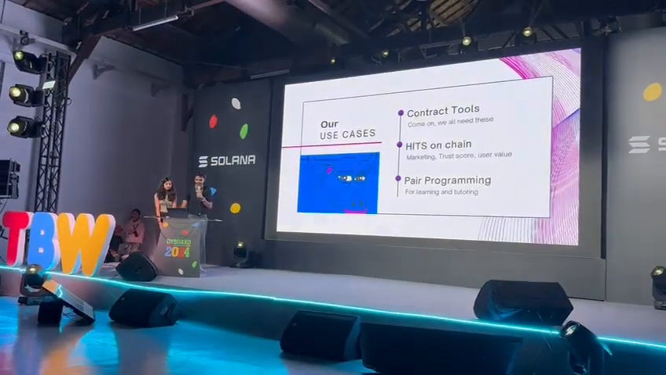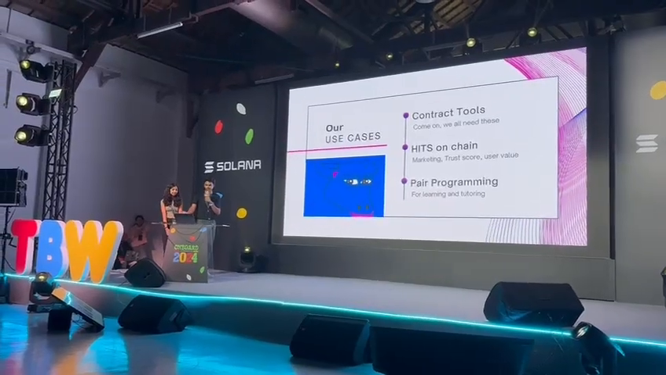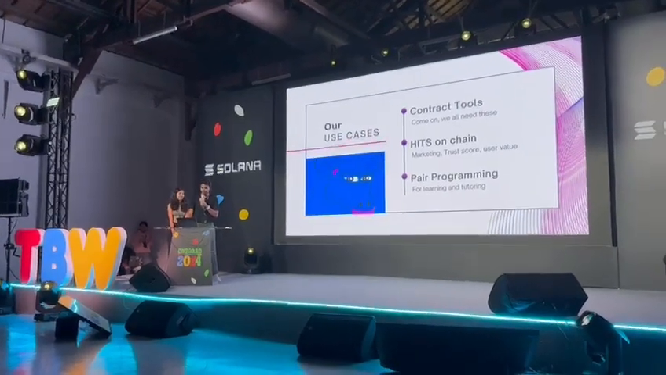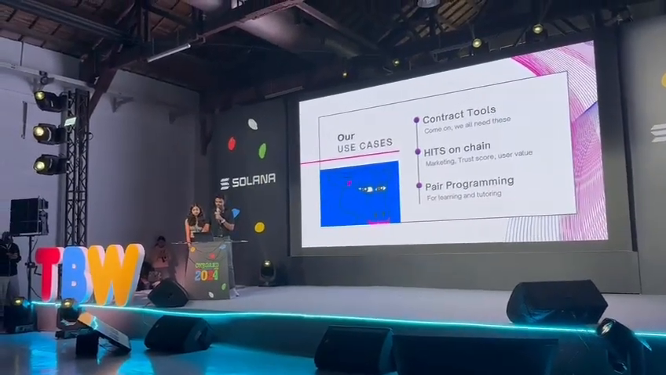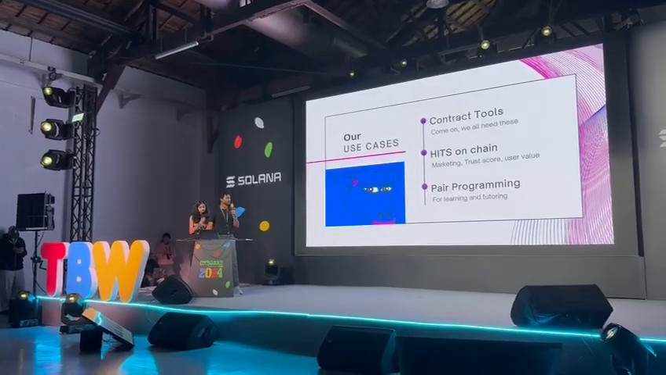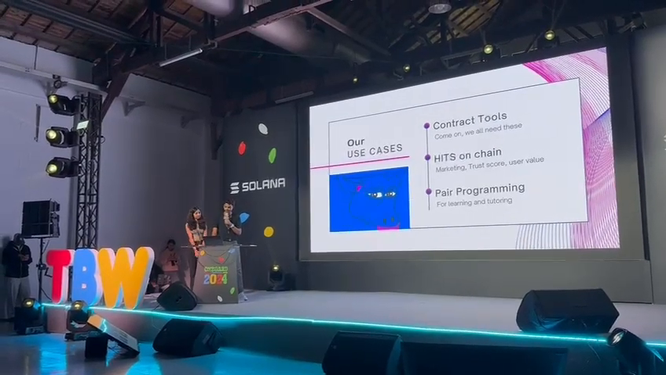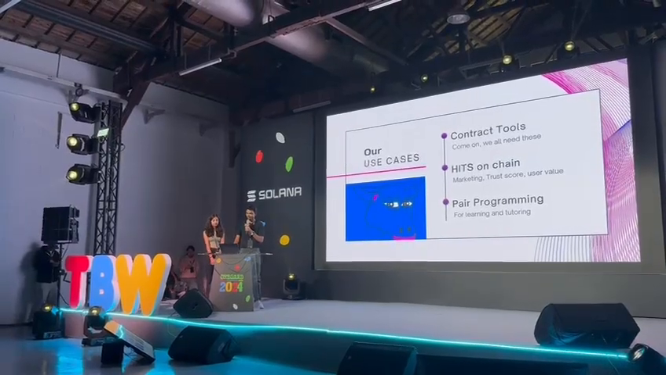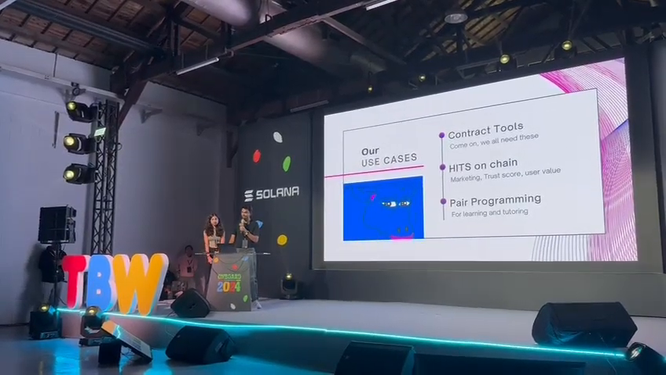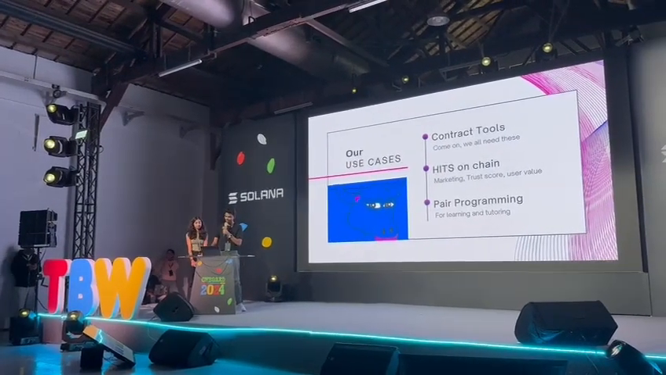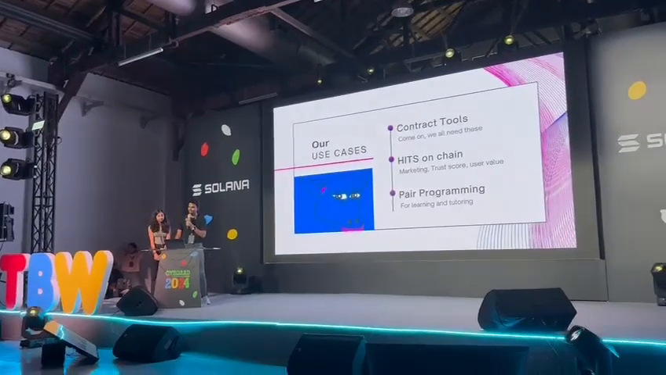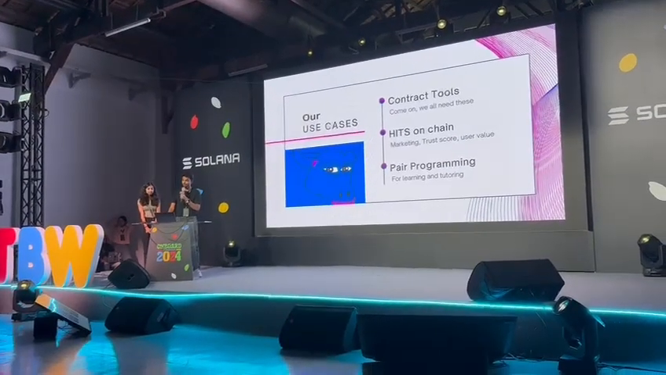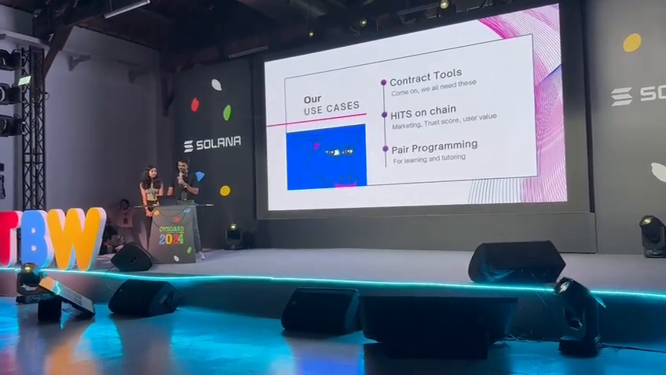So again, use cases: contract tools. Come on, we all use these. We are already using these. We just put them in one place. HITS on chain, again, used for marketing. Like meme coin marketing, any form of marketing, creating a trust score of a contract, like okay, this contract is actually trustworthy, not just a random scammy contract, hopefully. And user value, so how valuable a user is. Should we focus our marketing towards this particular user?